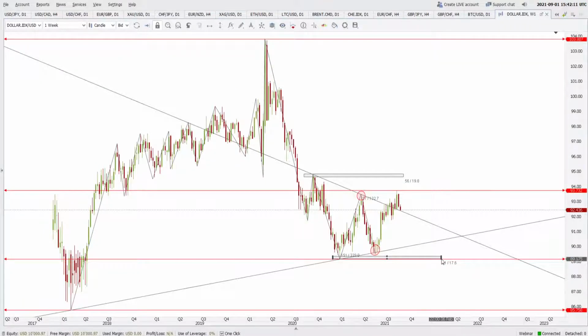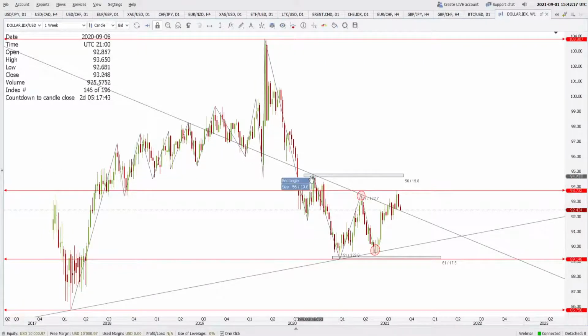So the important levels for us are still this one here and this one here. After making this high here, the price made a low here. So until the price makes a higher high than this one, we cannot be sure that the uptrend has started. Until the price breaks this low and moves down, we cannot be sure that the price has started the downtrend.